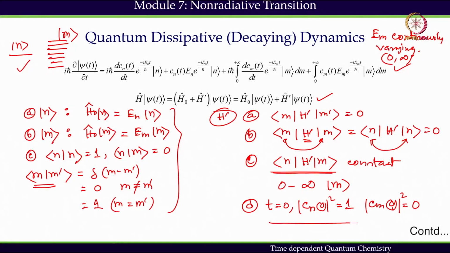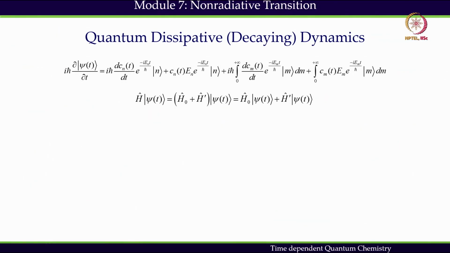So, this is another initial condition we have defined. Based on these assumptions, we will move forward and take a look at the remaining part. This is the time derivative part of the TDSE and this is the right hand side of the TDSE. This right hand side of the TDSE can be written as follows.